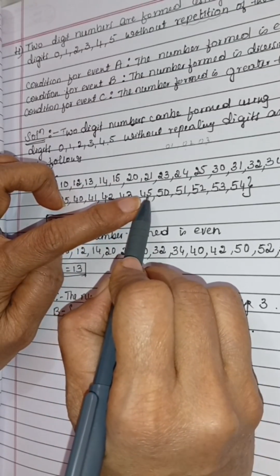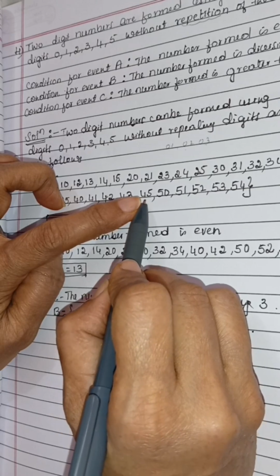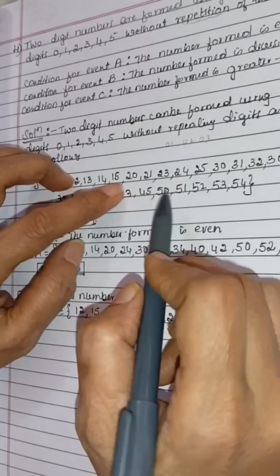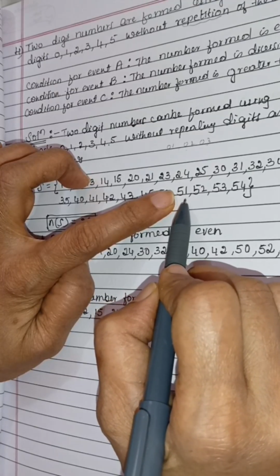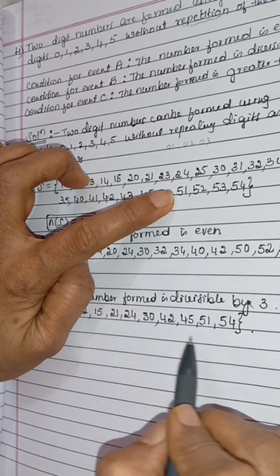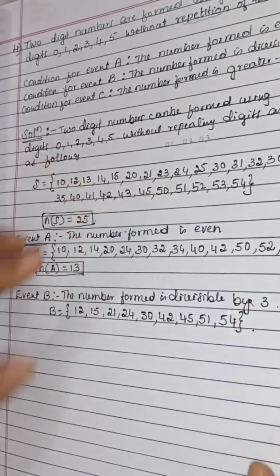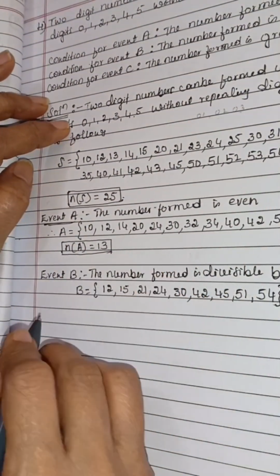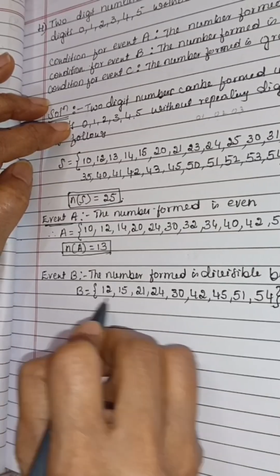For example, 4 plus 5 is 9, and 9 is divisible by 3. For 50, 5 plus 0 is 5, not divisible by 3. So you have to add, and the sum should be divisible by 3. 5 plus 1 is 6, so 51 is divisible by 3. In that way you can make out. So that's the test whether it is divisible by 3 or not. So here it is B.